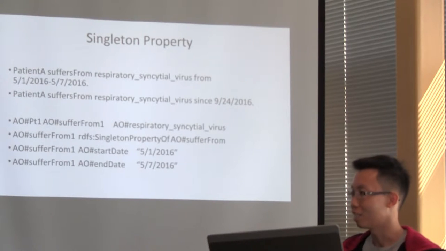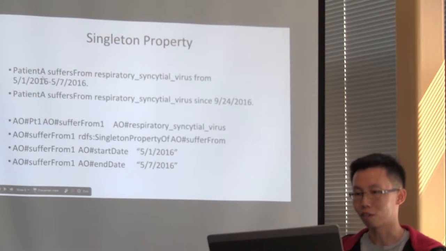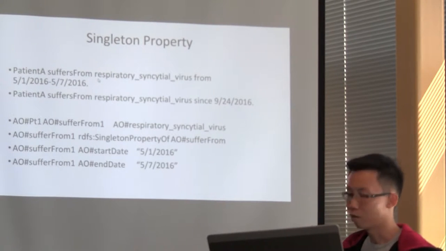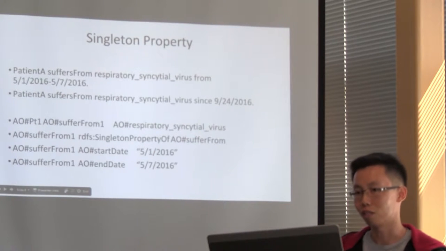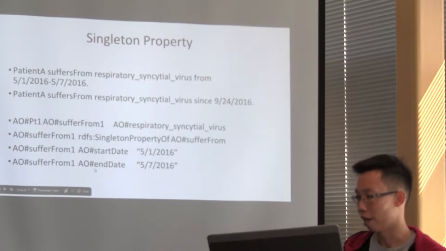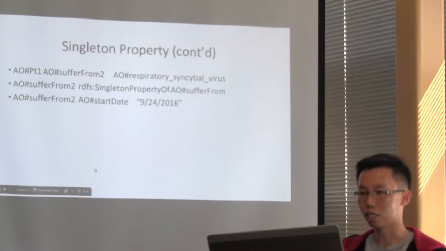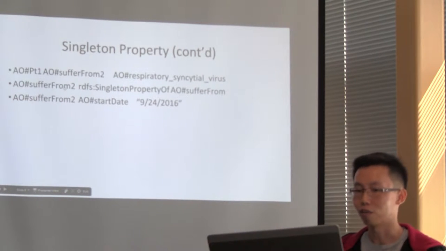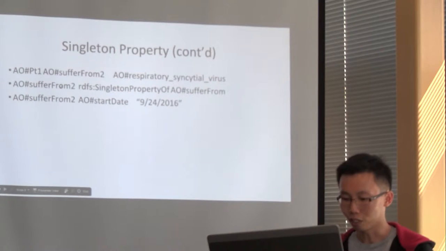So we also think that we can use the singleton property to represent the statement. For example, the same patient suffers from the same virus infection two times in different periods, so we can use the singleton property to represent that. So patient 1 suffered from respiratory syncytial virus, and suffer from 1 is the singleton property of suffer from. For this singleton property, we have the start date and the end date. Same thing for the second event, we can show that this is another event, even though they are suffering from the same virus infection, because we have a different start date and a different singleton property. So this is how it shows that.